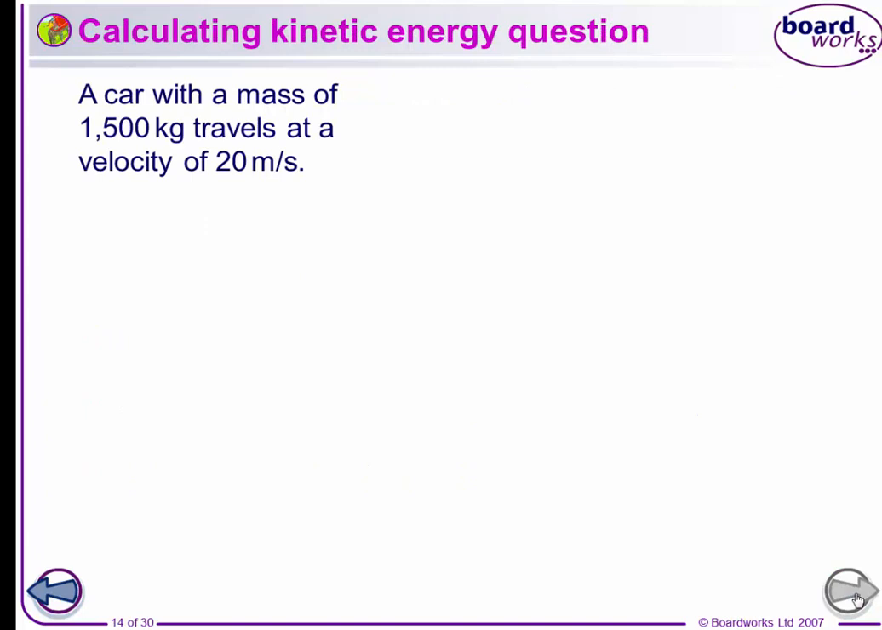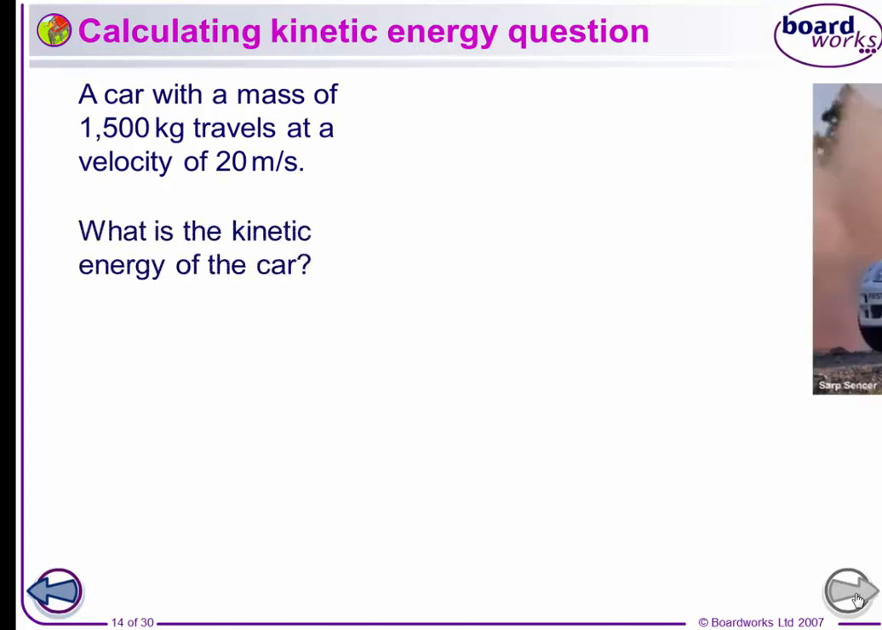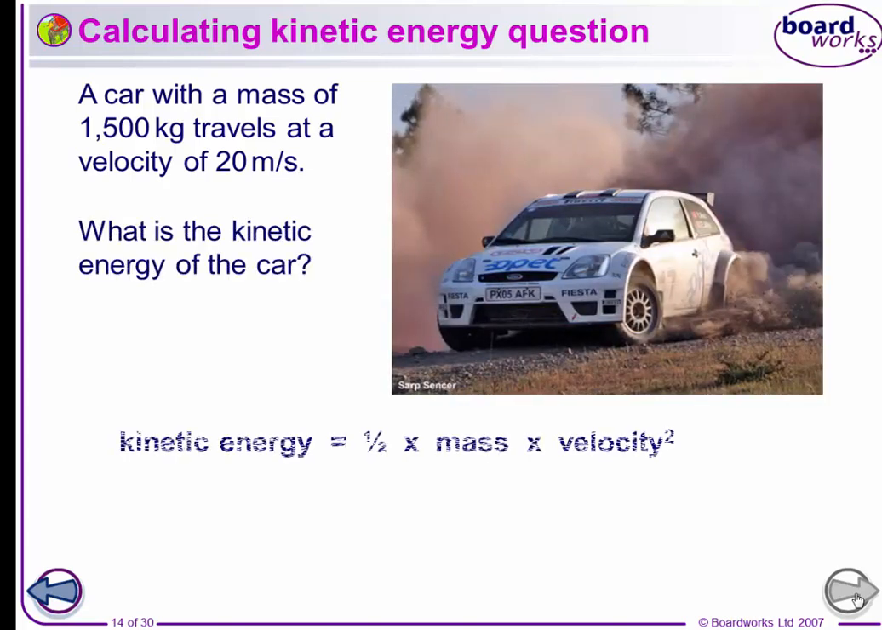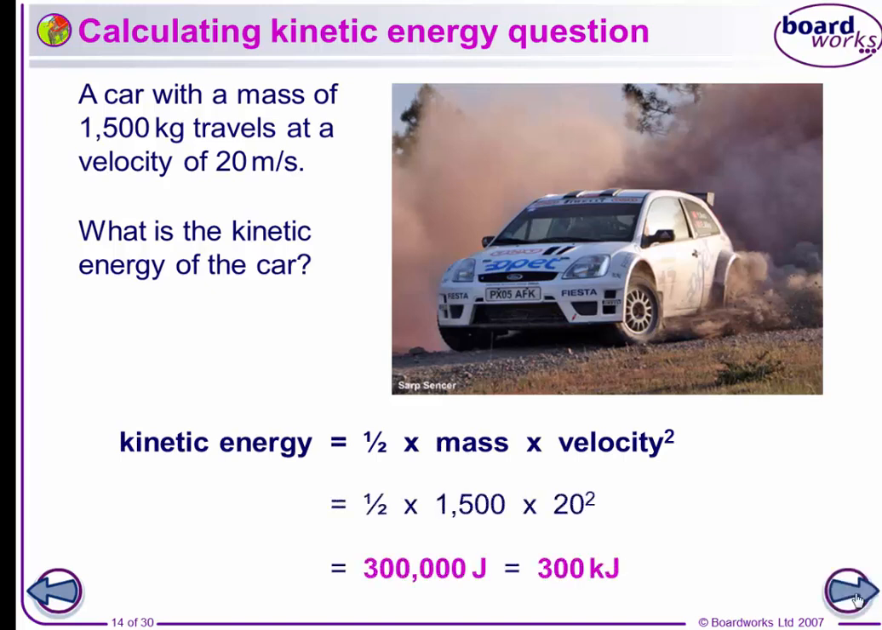A car with a mass of 1,500 kilograms travels at a velocity of 10 meters per second. So we use the equation half mv squared. Half times mass times velocity squared, which is half times 1,500 times 20 squared, gives 300,000 joules.